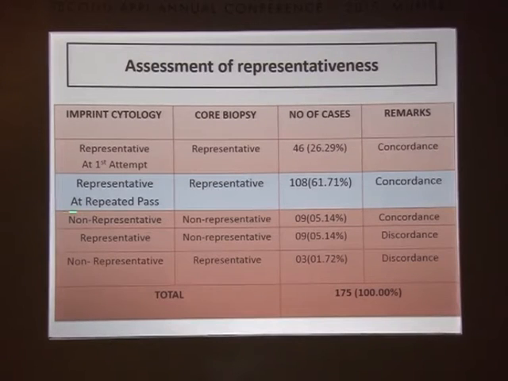There was a third category which in both were non-representative. That means here the first pass was negative, the repeat pass was negative, which happens sometimes. Radiologists are not always able to give you the right tissue. But there and then only they know, so they can go to an alternative. At the same time, they know that this is going to be non-representative.